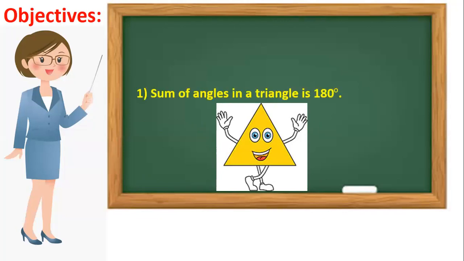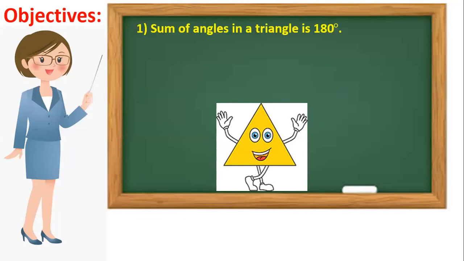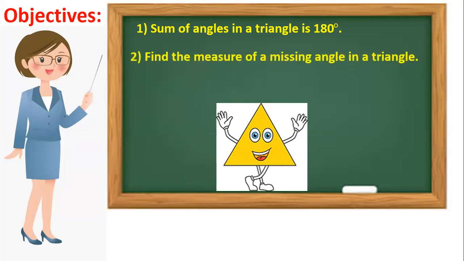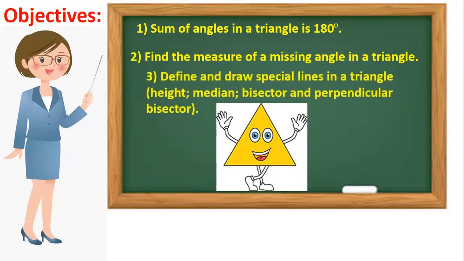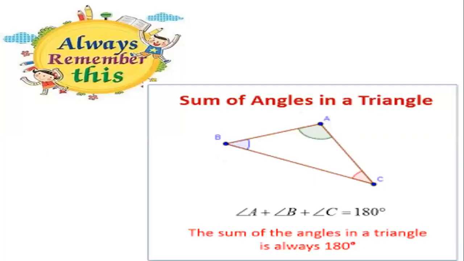Objectives of this lesson. Objective number 1, I wanted to remind you of this very important sentence that will be used in our session. The sum of angles in a triangle is 180 degrees. Objective number 2, we will find the measure of a missing angle in a triangle. Number 3, define and draw special lines in a triangle: the height, the median, the bisector, and perpendicular bisector.